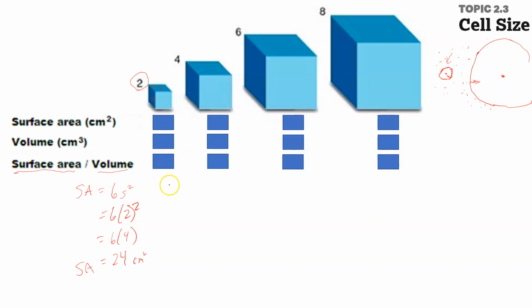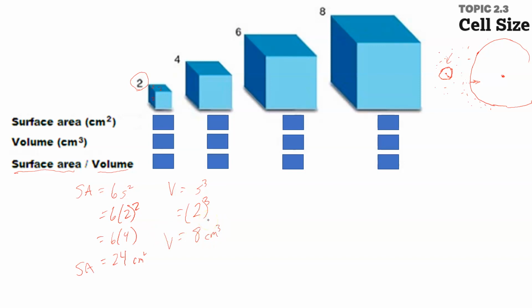Now what I want you to do is calculate the volume, remembering that the volume is the side cubed. Go ahead and pause, do this, and then when you return, I'll go over it with you. Okay, the volume for this cube up here is going to be 2 cubed, right? So 2 times 2 is 4 times 2 is 8. The volume is equal to 8 centimeters cubed.